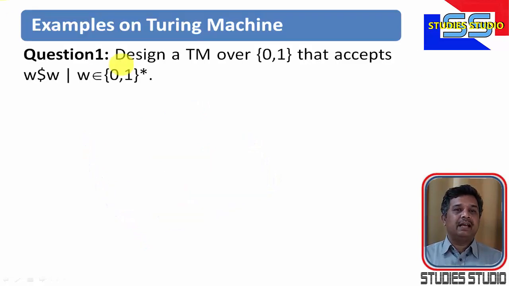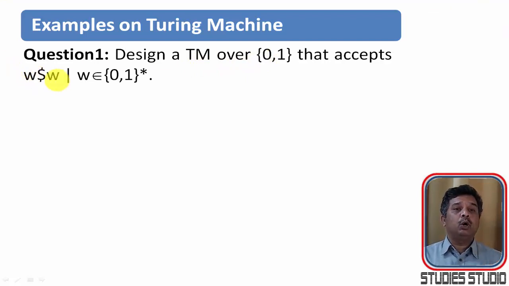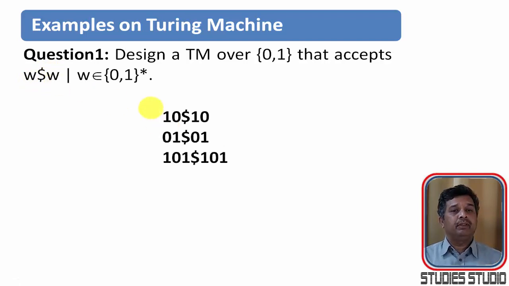In today's first example, we are going to design a Turing machine over input symbols 0 and 1 so that it will accept strings of this format: W$W. So W is any string. After that, a dollar is supposed to come and then the same string is supposed to get repeated. A string like this: 10 is W, then comes dollar, then again 10.